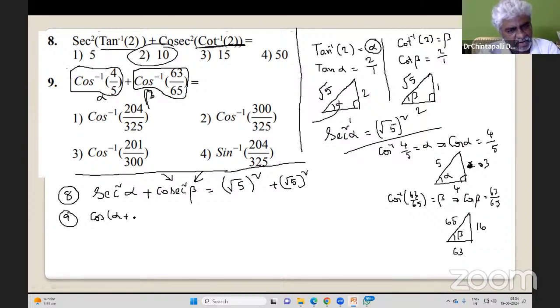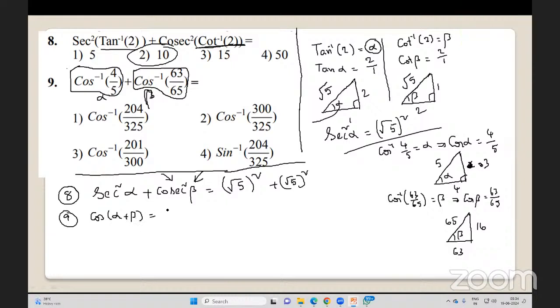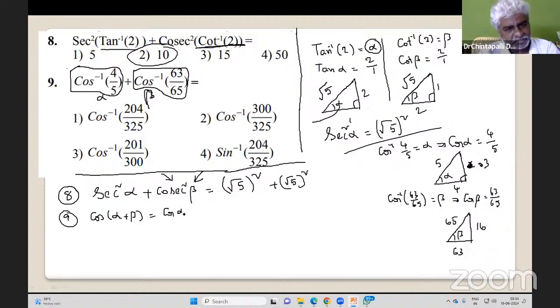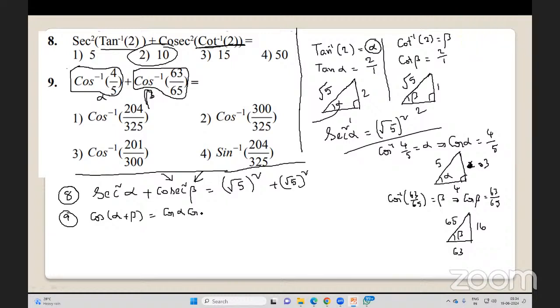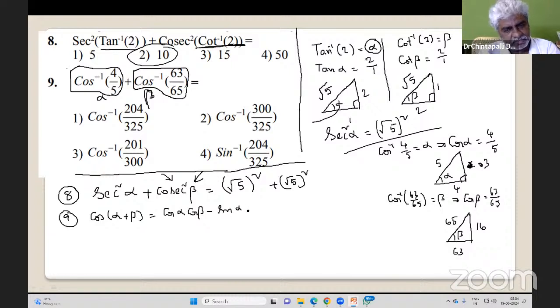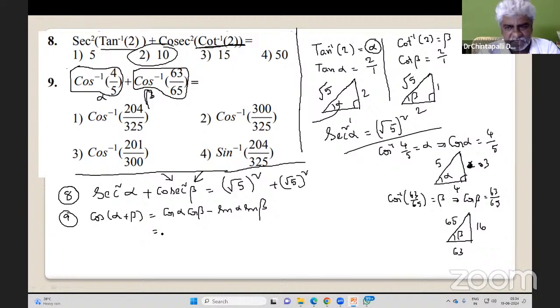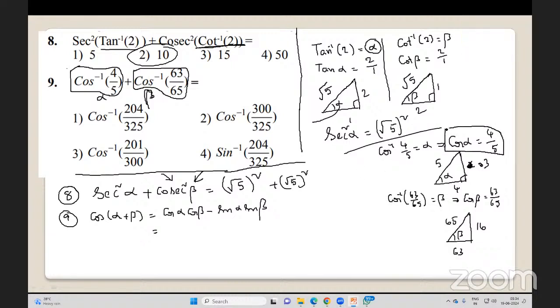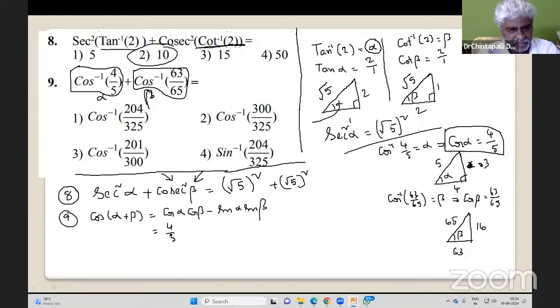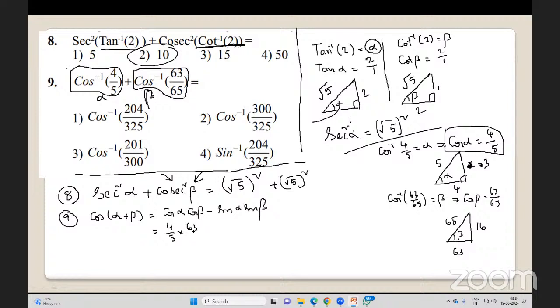Do you remember the formula for cos of a plus b? We wrote it yesterday. Yes, sir. Cos alpha cos beta minus sin alpha sin beta. Yes, sir. Now tell what is cos alpha? We need not use 4 by 5, sir. Cos beta is 63 by 65. Very good.